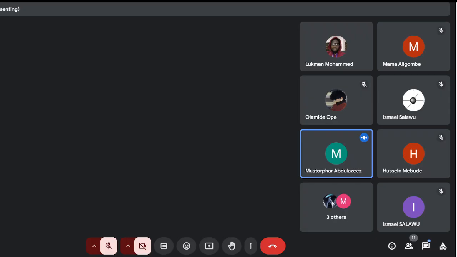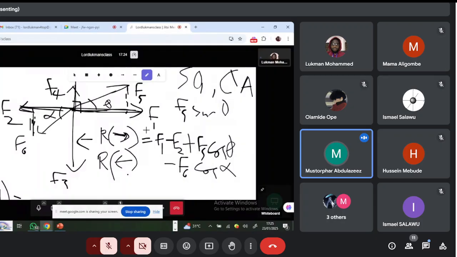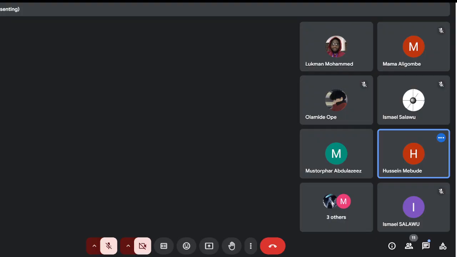Are you familiar with SOHCAHTOA? Yes, sir. So what is SOH? Sine theta is opposite over hypotenuse. Cos theta is CAH, adjacent over hypotenuse.